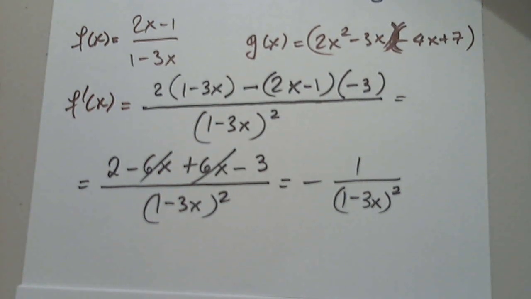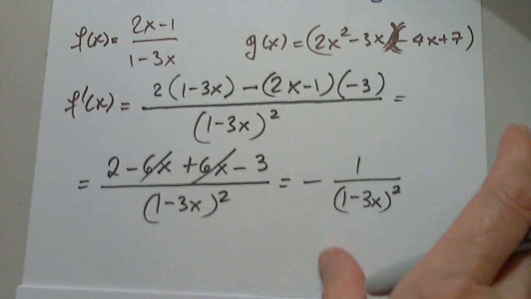Okay, so let's see what we get. So we get negative 24x squared, these two. We get positive, so this is 40, so 52. So 28 plus 12, 40, 52 minus 21. Good.